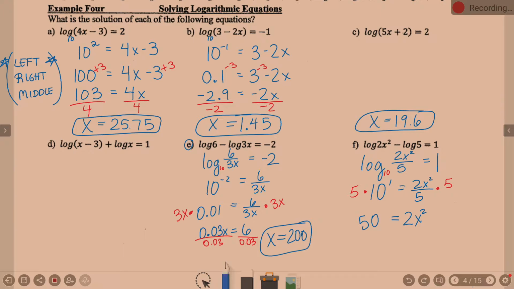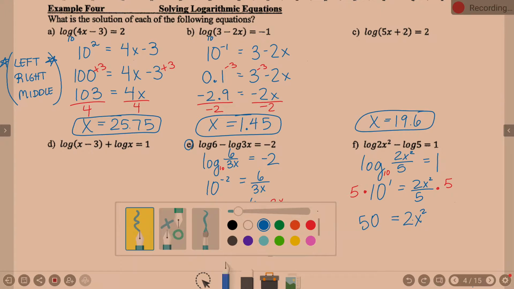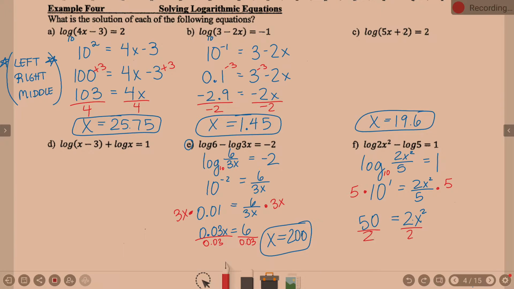Now what? Okay, if it's 2 times x squared, we're going to divide by 2. What is 50 divided by 2? 25 equals x squared. I just brought it over here to have a little more room and to flip it around. Okay, guys, almost there. X squared equals 25.